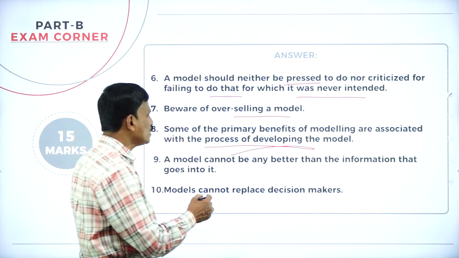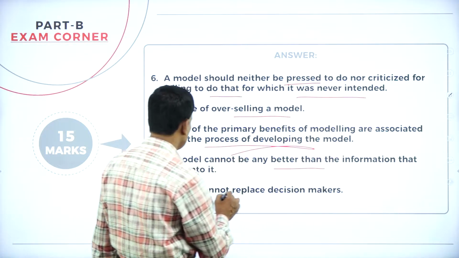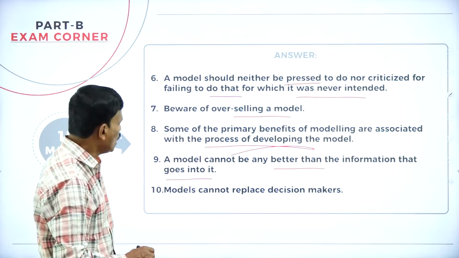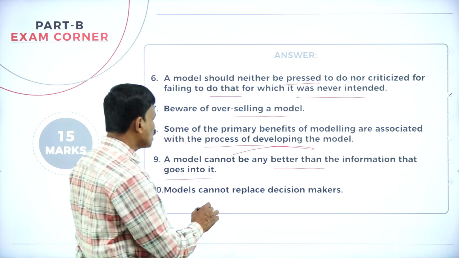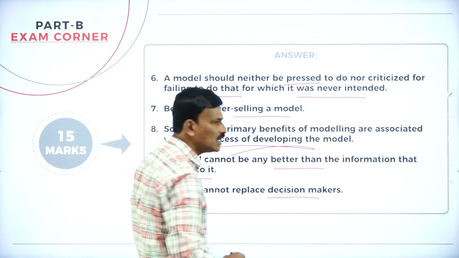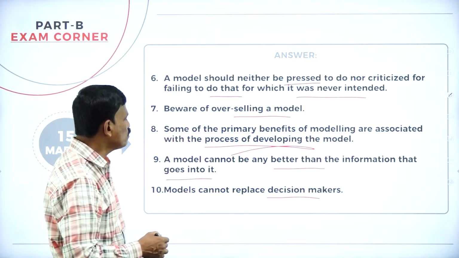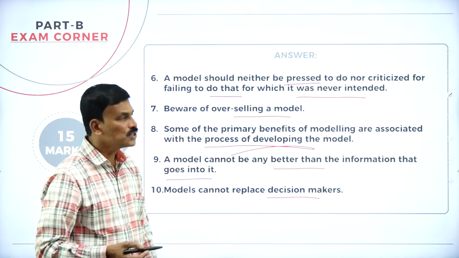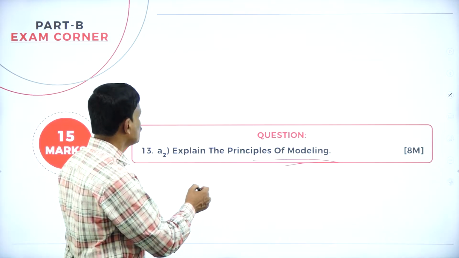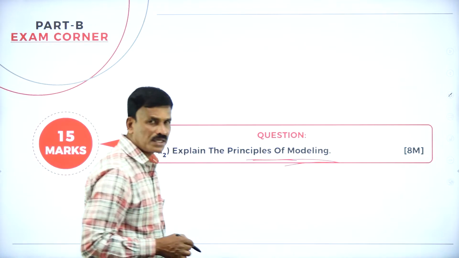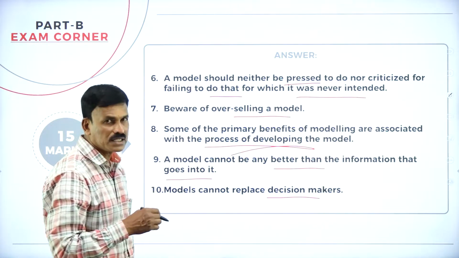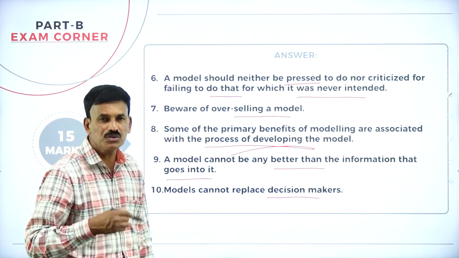And a model cannot be any better than the information that goes into it. And the last one is models cannot replace decision makers. This is very important. The models cannot replace the decision makers. So these are the few important principles of a good modeling. Okay. So there are 10 points. These 10 points you have to remember.